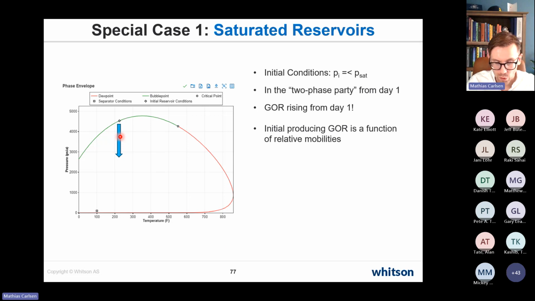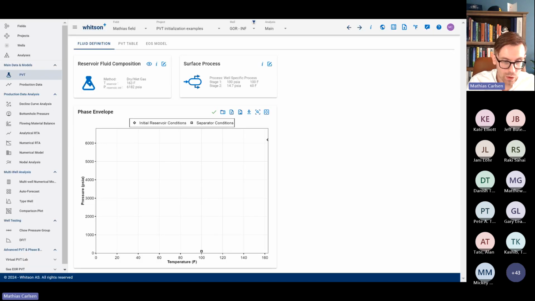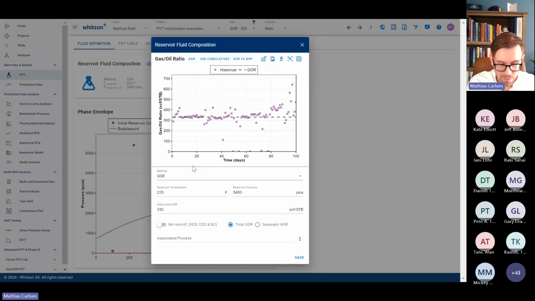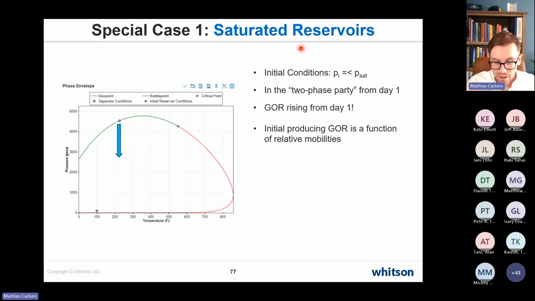Okay, so I'll take that one more time. It's not as easy as going into Whitson Plus for this well and saying my total GOR is equal to my solution GOR because the GOR is constant. In this case, my GOR is going up from day 1, and my initial producing GOR could be equal to the solution GOR, but it can also be a number that's much lower. Why? Because when you're inside this two-phase envelope, your producing GOR is a function of relative mobilities.